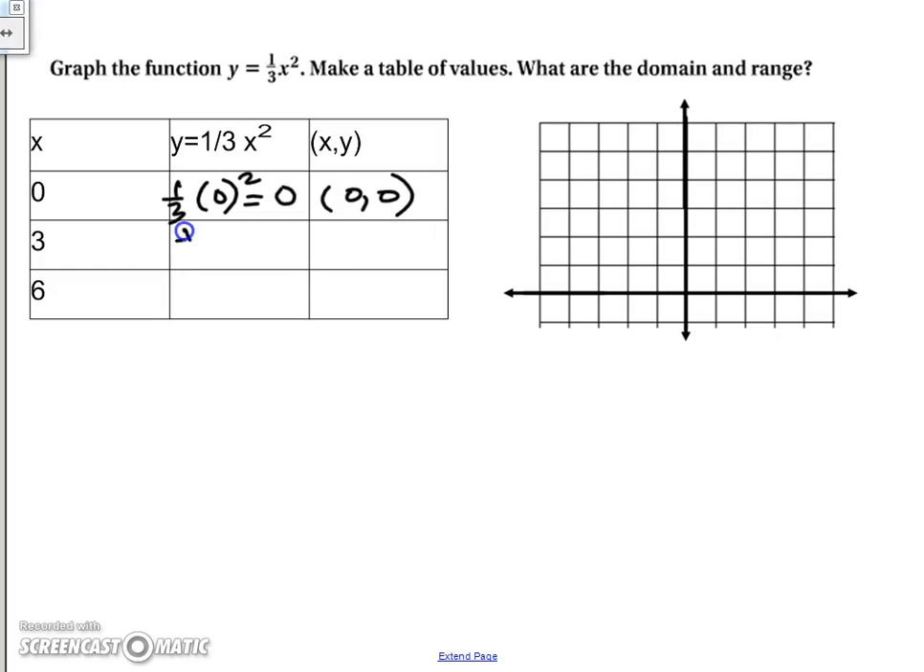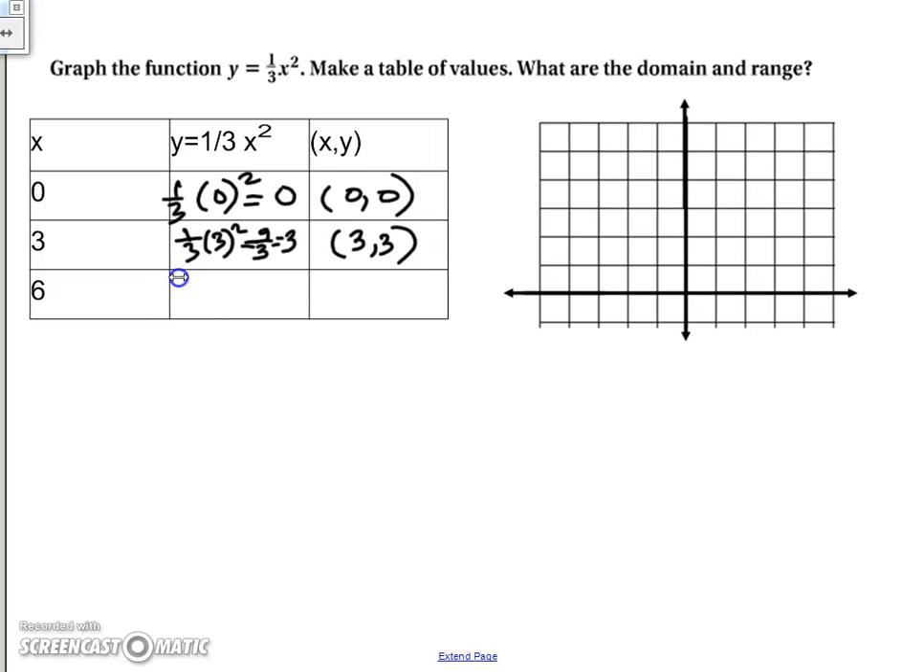Plugging in 3, we have 1/3 times 3 squared. 3 squared is 9. Well, 9 over 1 times 1 over 3 is 9 over 3, which simplifies to 3. So our point would be (3, 3).